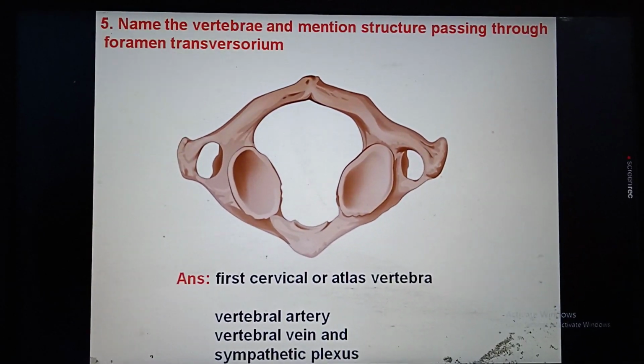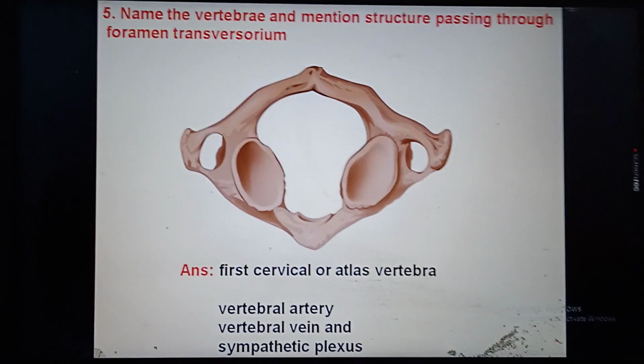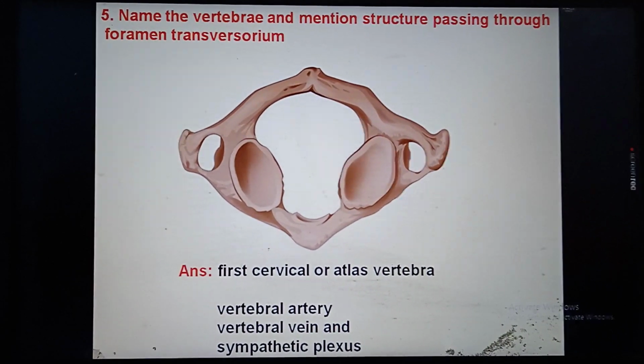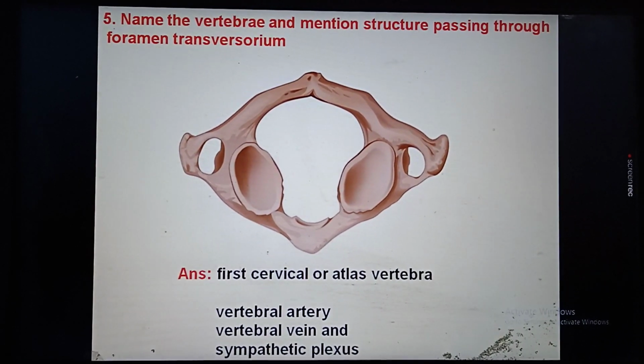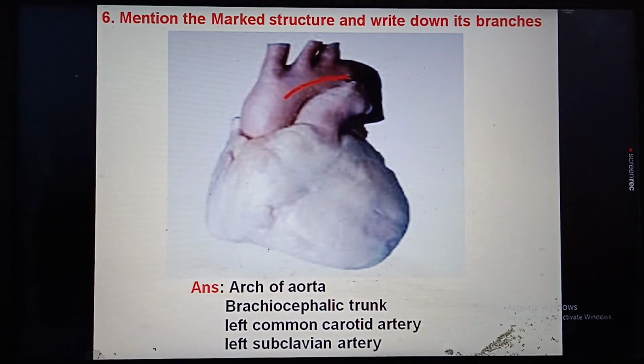Name the vertebra and mention the structures passing through the foramen transversarium. This is the first cervical or atlas vertebra, and the structures passing through the foramen transversarium are the vertebral artery, vertebral vein and sympathetic plexus.